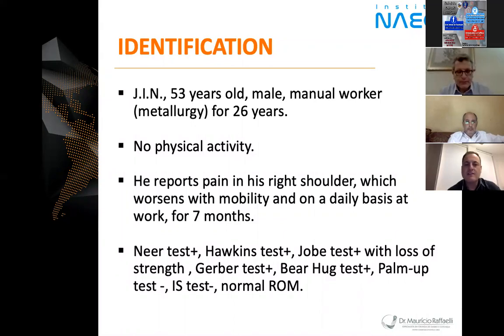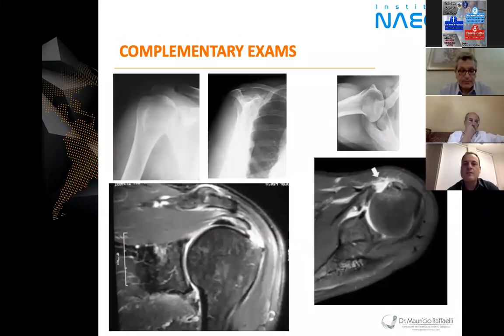This patient has tested positive for supraspinatus and subscapularis tendons. Neer positive, Hawkins positive, Jobe test positive with loss of strength when you compare to the other shoulder. Gerber test positive, bear hug test positive, palm up is negative, infraspinatus test was negative, and this patient has normal range of motion.